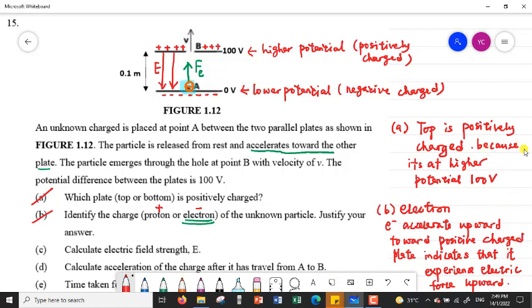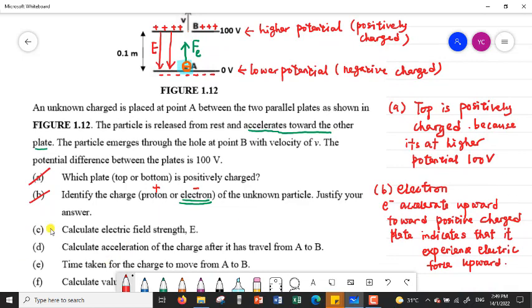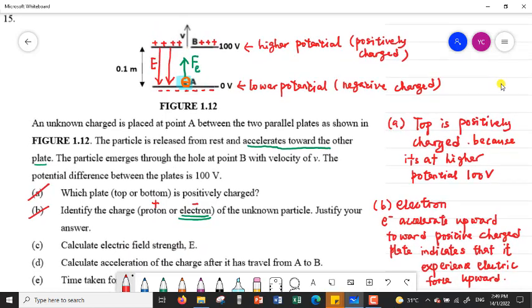Then we move on to question C. In question C, we want to calculate the electric field strength E. Like what I said just now, because of the potential difference between the two plates, we create a uniform electric field in between the plates. So, we want to determine the electric field strength E. This electric field strength we can relate with the separation between the plates and also the potential difference delta V between the two plates. Okay, so I put it here.